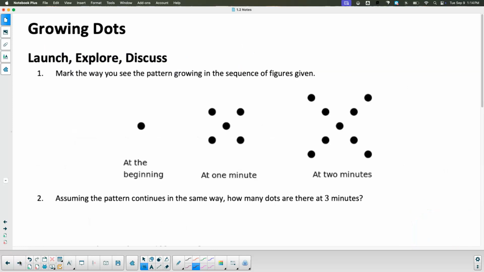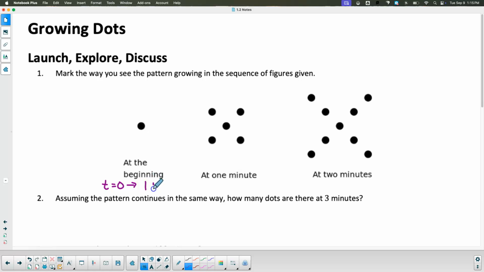Talking about patterns again today. All right, so we've got this pattern now at the top of the next page. Okay? So at the beginning we started with 1 dot. Then after 1 minute, our pattern looks like that. Okay? So we added how many dots here? Added 4 dots. Okay? So at the beginning, that would be like t equals 0.